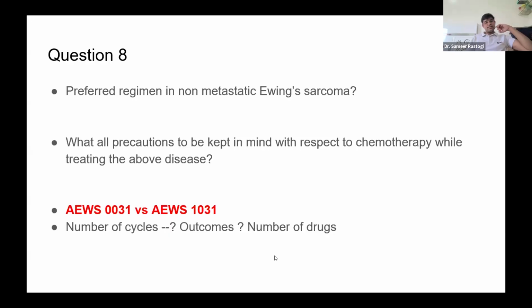No, it's not 4 cycles nowadays. In dose dense neoadjuvant, no, it's not 3 cycles. It's 6 cycles. 6 cycles neoadjuvant. So yeah, 6 cycles you give neoadjuvant, and total of how many?